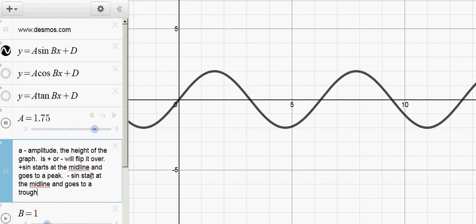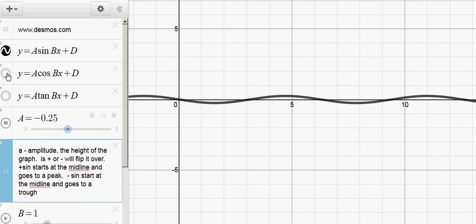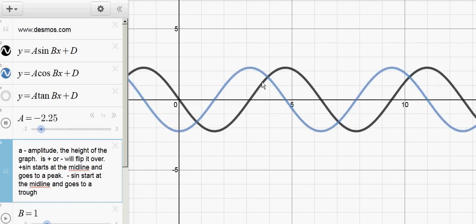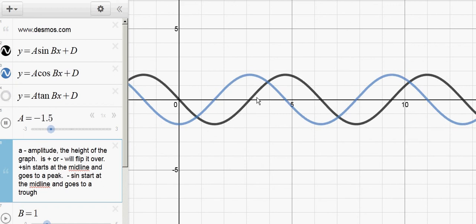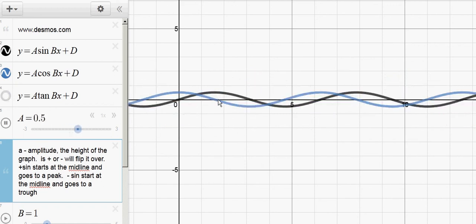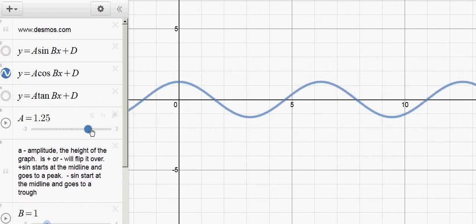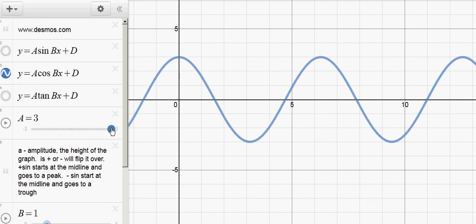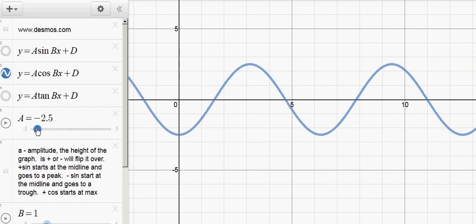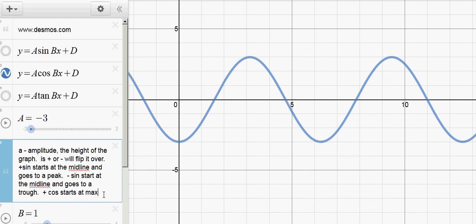So that's what we see going on here, and if we take a look at cos, we can get it flopping around as well at the same time. Cosine is the blue one. You'll see that the amplitude has the same thing. As A gets bigger, the amplitude gets bigger. As A gets smaller, the amplitude gets smaller. But if we look specifically at cos, here I have a positive number, and you'll see that it starts at its max. So positive cos starts at max. And if I flop to a negative, you'll see that a negative cos starts at min.